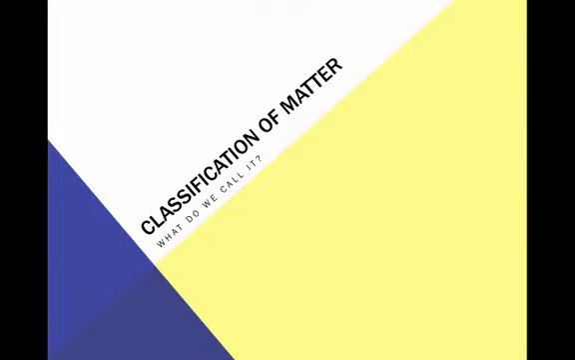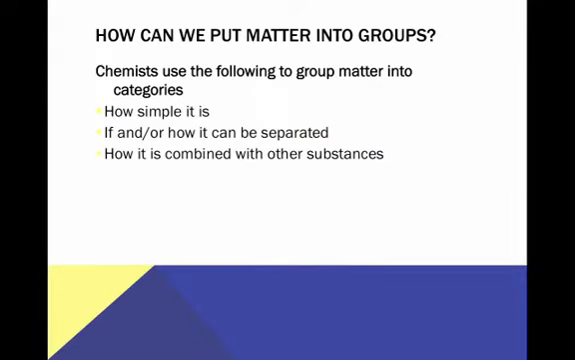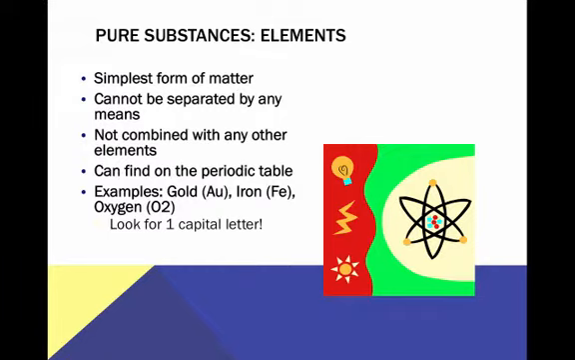All right, so when we're classifying matter, there's different ways to group matter. Some of them are more valuable than others, and a lot of times we're just looking at how simple the matter is, how it can be separated, or how it combines with other substances. Okay, so the purest substances are elements. Those are the simplest pure substances. They can't be separated by any means. There are smaller components of elements, but once you separate those, it's no longer the element.